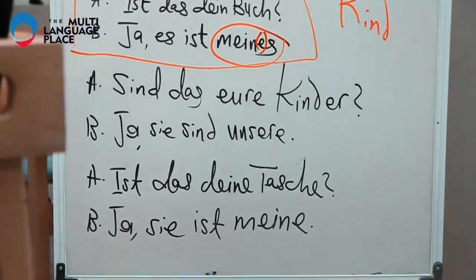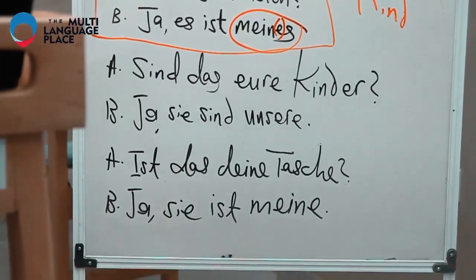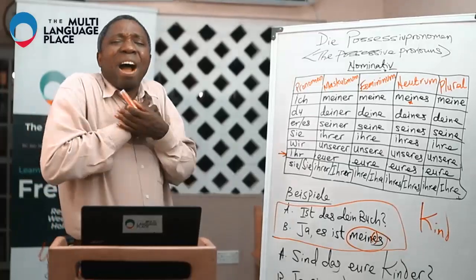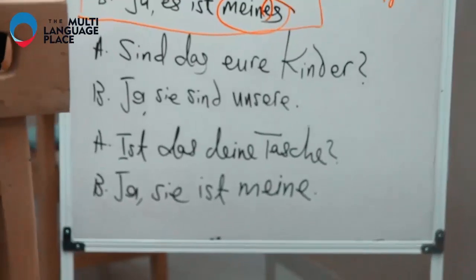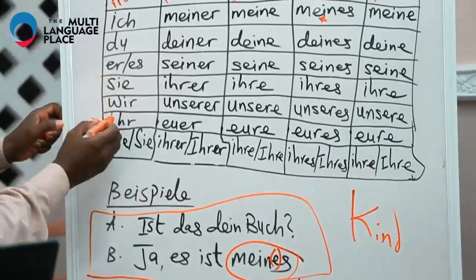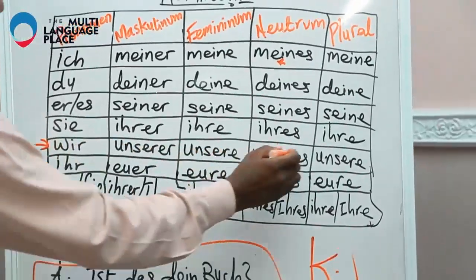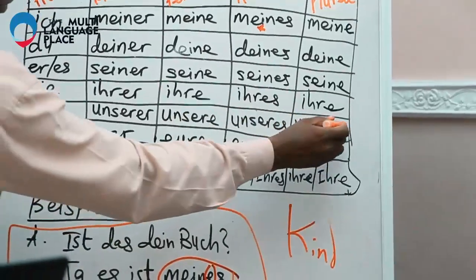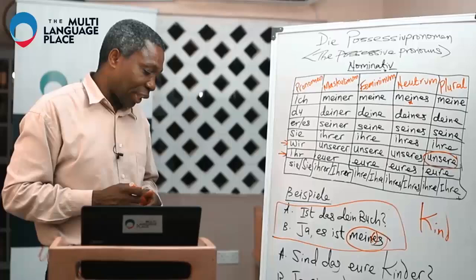And look at the answer. Ja, sie sind unsere. In essence, they are ours. Look at it here: you see ihre, and then ours, wir, our own. So you see, unsere, plural. You see it here. Okay? So, ja, sie sind unsere.